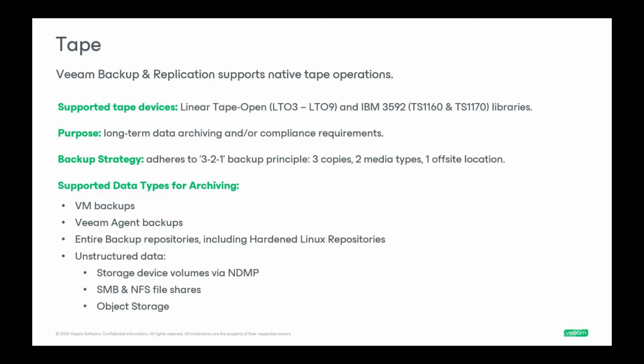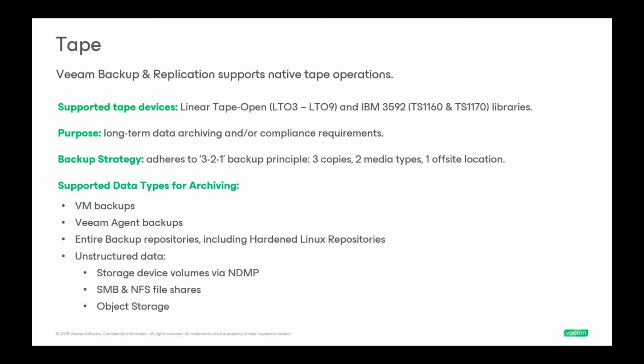Obviously, we have the immutable backups. If you're not able to do an immutable backup, having an air-gapped backup through a tape is something we like to see people doing as well. So the type of data that we can use for archiving is, obviously, your VM backups. You can do agent backups to tape. You can back up your entire backup repository, including those hardened Linux repositories, to a tape infrastructure as well. Obviously, any file to tape backups as well, unstructured data, things like file shares, you are able to process those as well.